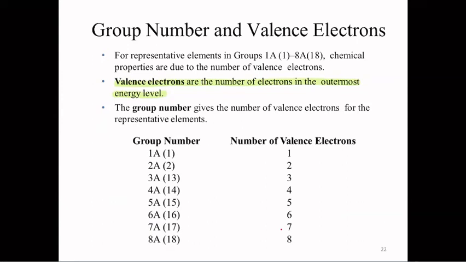Now, when it comes to group number, we don't even have to use electron configurations to determine the valence electrons of an element, because we know that for representative elements, the group number tells you the number of valence electrons. And remember, representative elements are specifically group 1A to 8A.